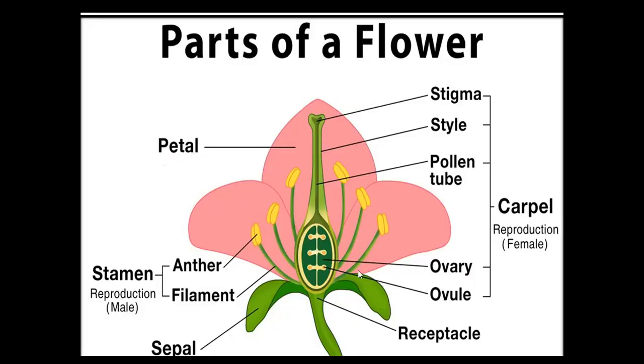So this is a complete structure of parts of a flower. You can see here petals, sepal, then this is carpel. Carpel is the female reproductive part which consists of stigma, style and ovary. Stamen is the male reproductive part of the flower which consists of two parts, anther and filament. So this structure may come in exam, important from the examination point of view also.